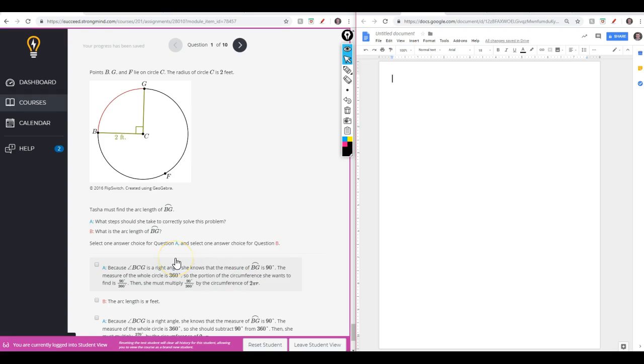So you might be asking, what is arc length? Arc length is the actual distance you would travel from point G if you were to walk along the outside right there to point B. So that is what the arc length is.